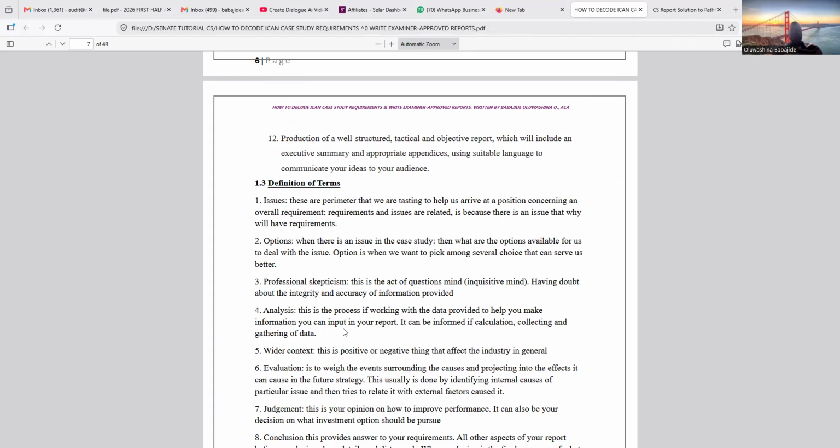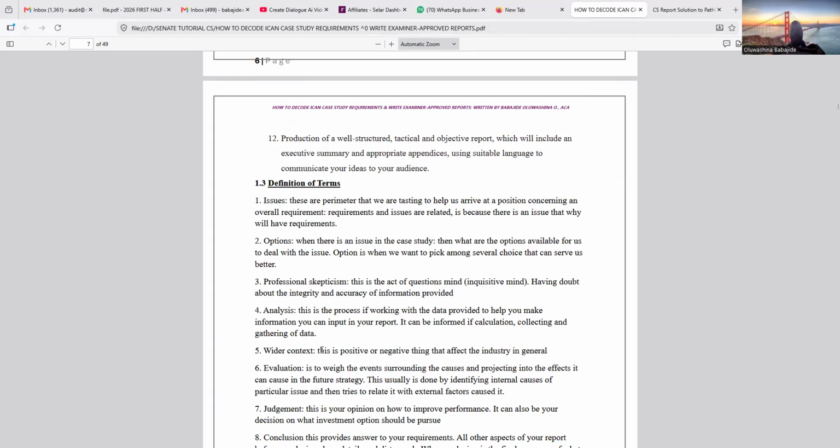You communicate to the examiner that, I should have written better, but I am limited by this information. That is all professional credibility. So you raise a professional credibility statement there in your report.